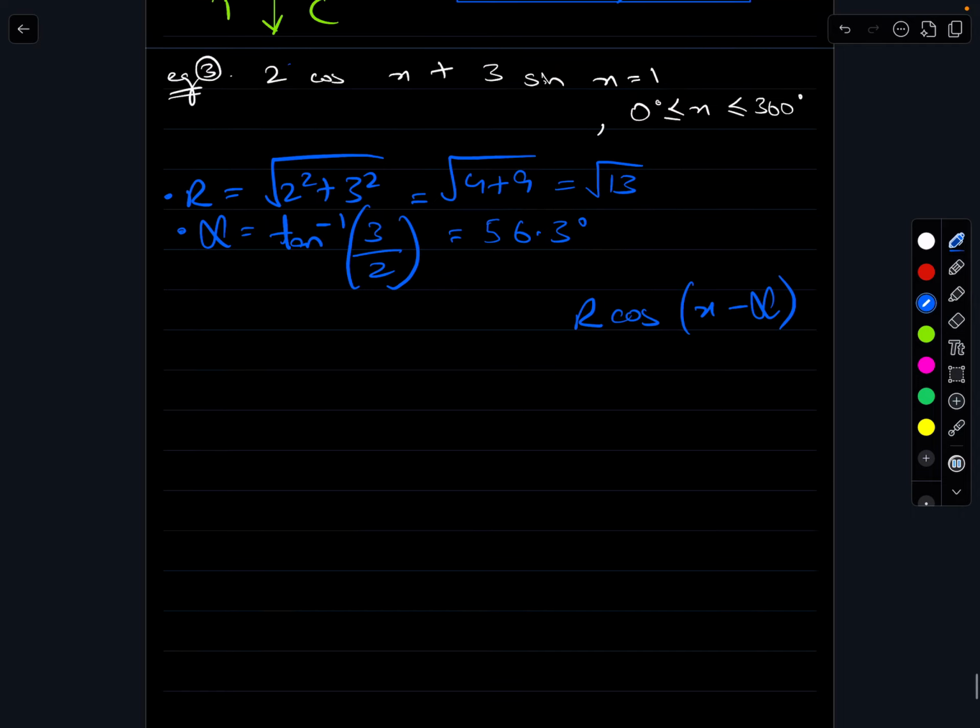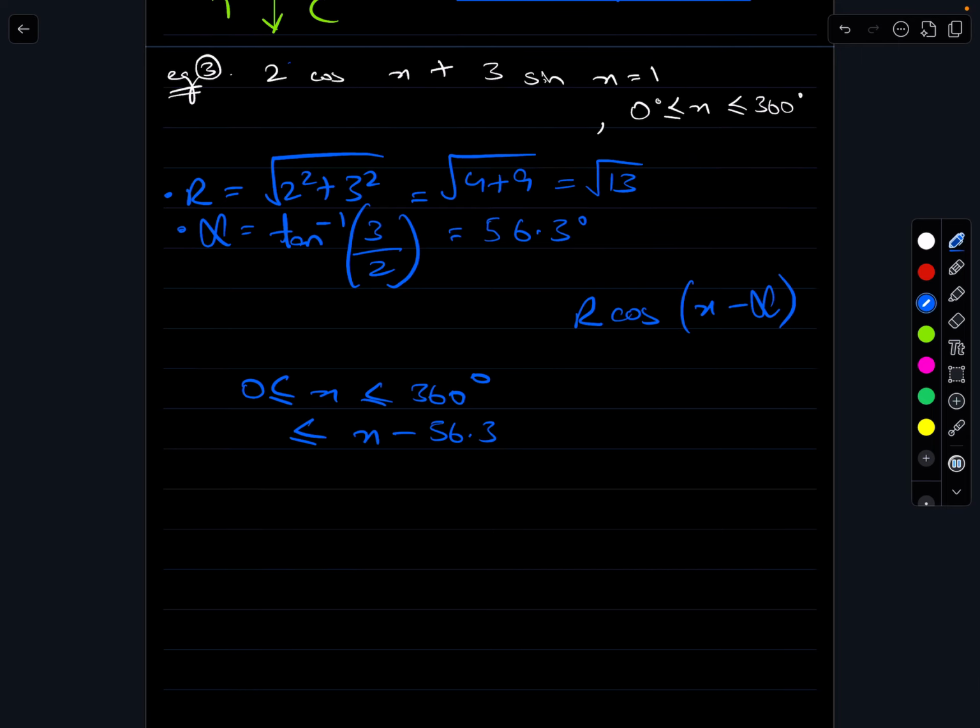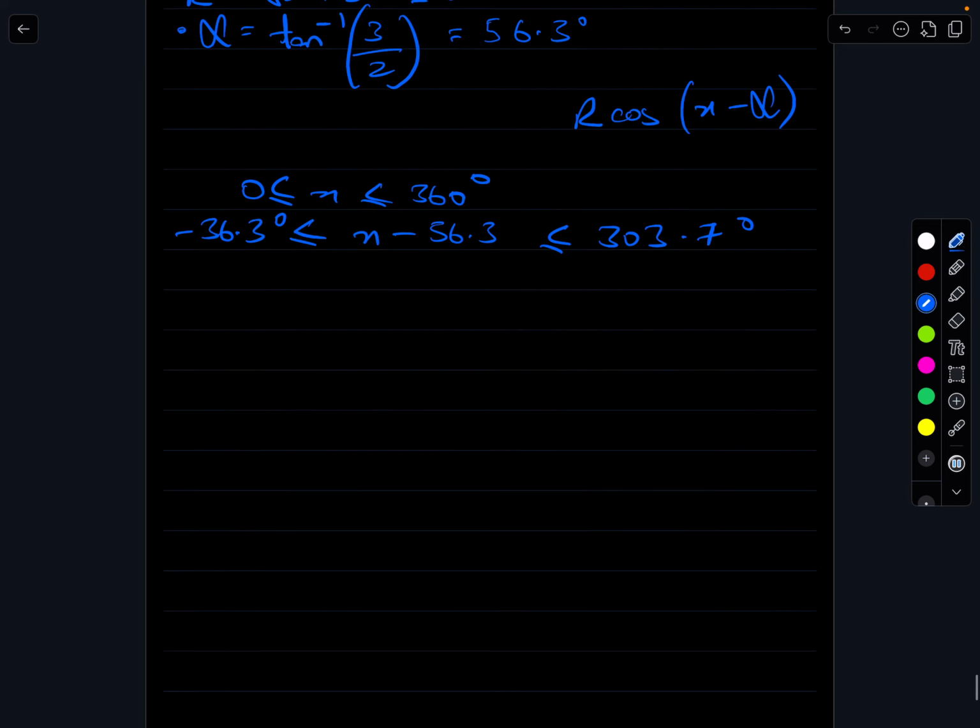So alter the range. X is between 0 and 360 for now. We'll alter the range, and this is what I turn out to have after subtracting 36.3 degrees from average. Just a second. Ah, it's 56.3 degrees.